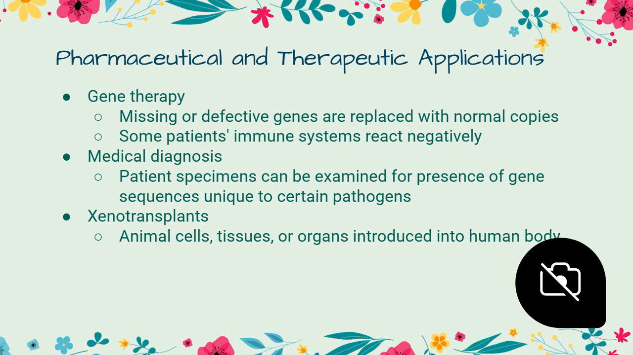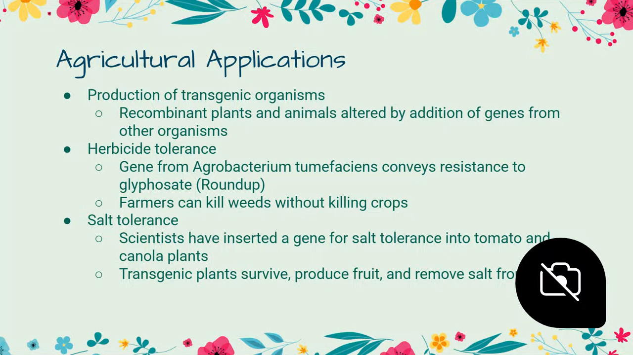So tendons and heart valves are typically replaced by pigs, because there's not a lot of blood flow and your body won't reject them as easily. We can also see agricultural applications. So we can see the production of transgenic organisms, where recombinant plants and animals are altered by the addition of genes from other organisms.